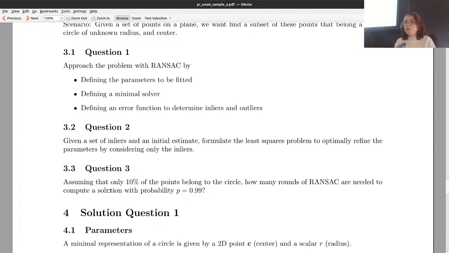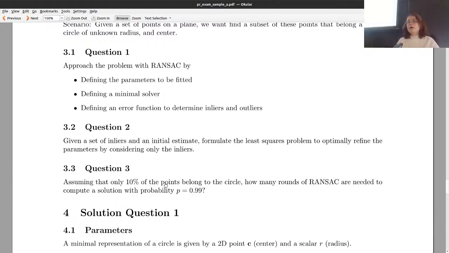The third question is, assuming that the inlier ratio is 10%, meaning that only 10% of the points belong to the circle, how many rounds of RANSAC are needed to compute a solution with probability p equal to 0.99? If you remember, the meaning of this is that we are asking how many rounds we need in order to be sure to get a set which is only composed of inliers. Indeed, we are able to compute a solution when we take a minimal set of samples that contains only inliers, and this will be our solution.